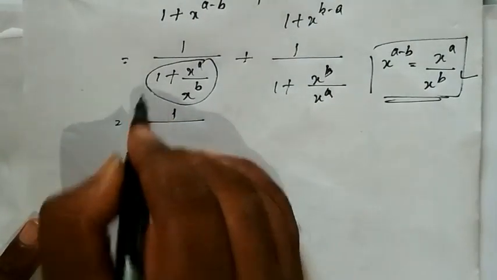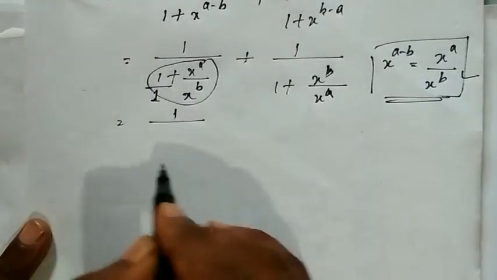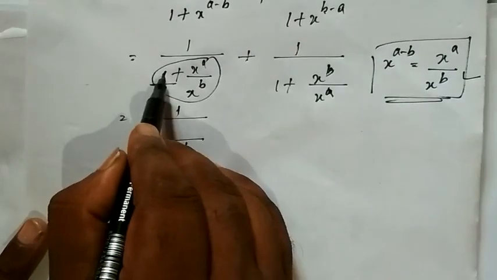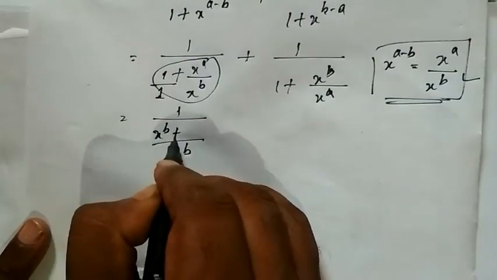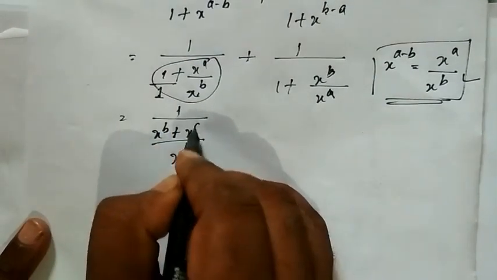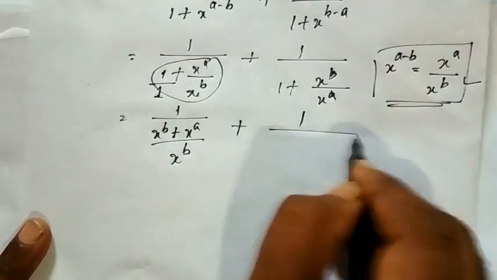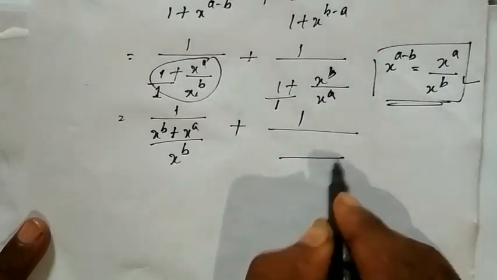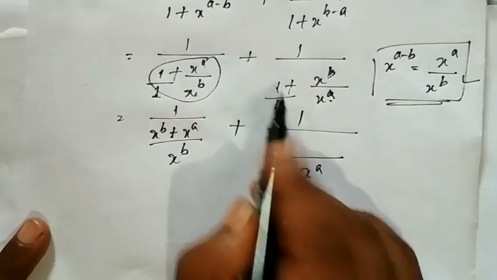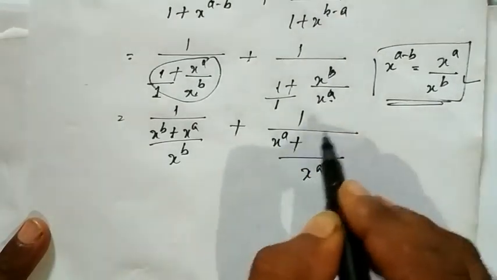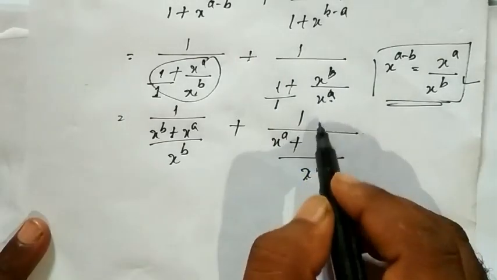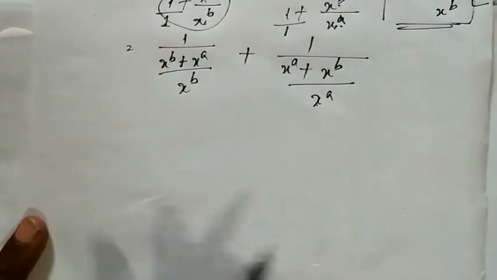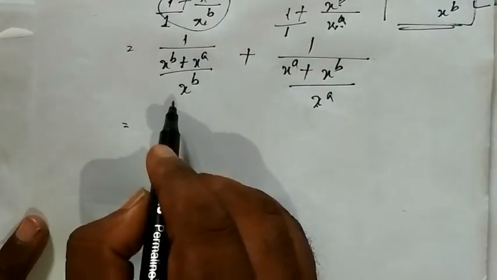Here the LCM, where no number means 1 is there, is x to the power of b. You multiply x to the power of b here, and you know how to add: x to the power of b, here x to the power of a. Similarly, 1 plus, here no number means 1 is there, so the LCM is x to the power of a. Multiply here x to the power of a, plus, here x to the power of a is already there, then the remaining is x to the power of b. Now you can write this one.